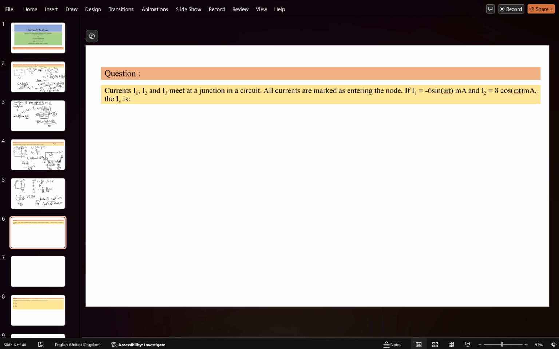Here is a hint. There is one junction and some current is flowing. They are saying the currents are entering, which means I1, I2 and I3 are coming to the node. So this is the node, this is the junction, and these are the currents which are entering. Take it as a hint.